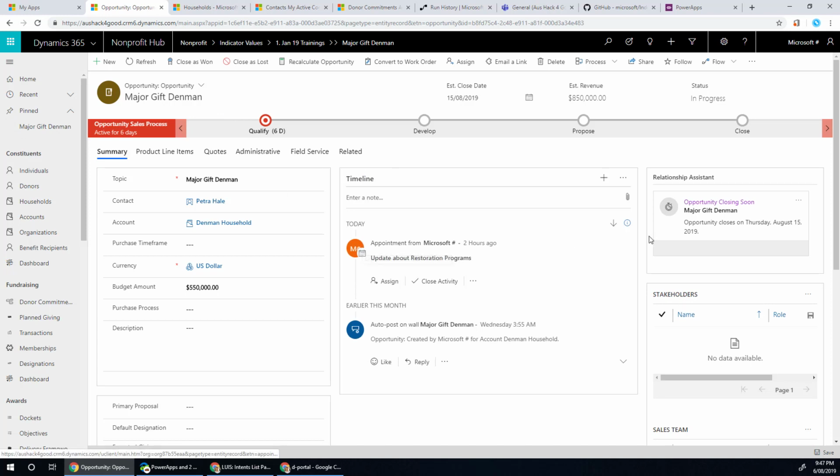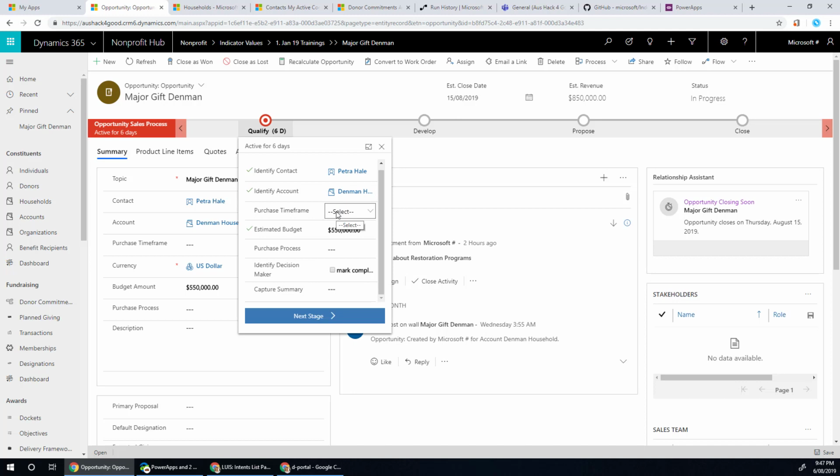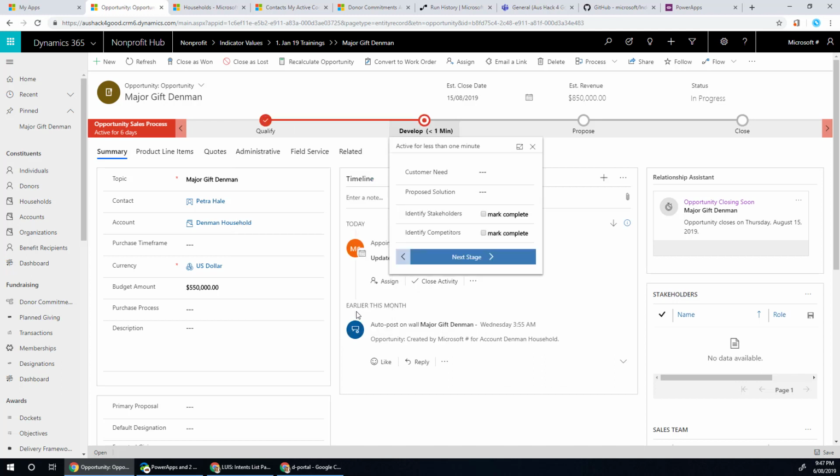And in each process I can define what I want to track before I move it over to the next stage. And then organizations can define their own process flows. So you can have those same sort of process flows set up with your planned giving donations or your award processes as well.